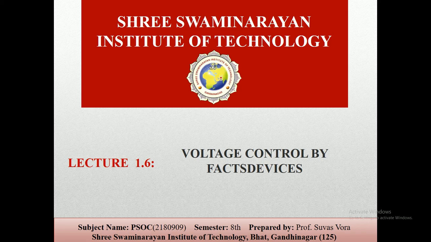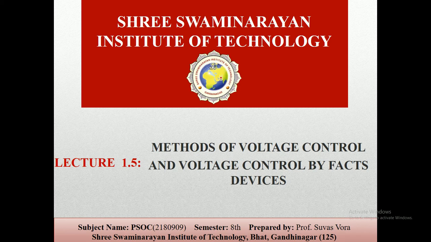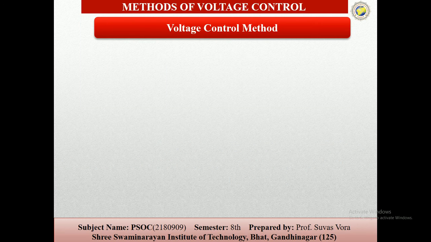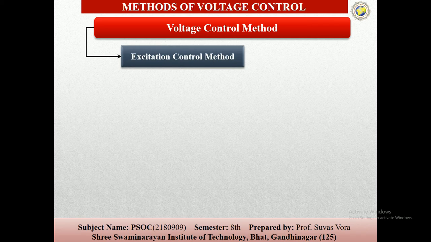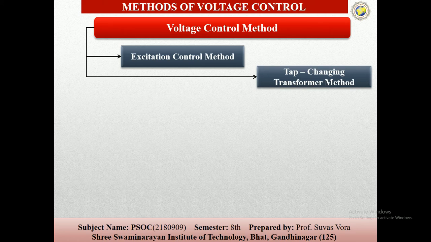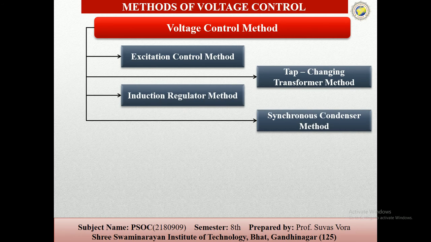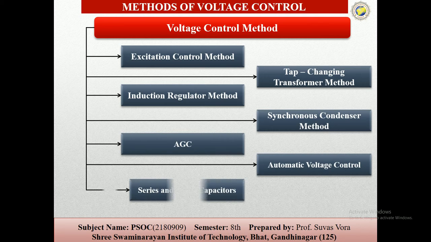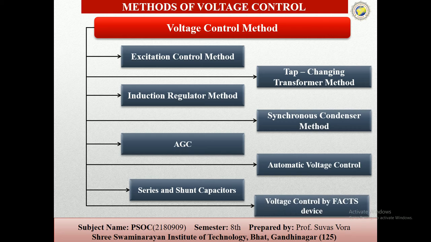So to start the new topic, we can see the previous topic. In the last lectures we saw the methods of voltage control and voltage control by FACTS devices. As we know, the voltage control methods are divided into excitation control method, tap changing transformer method, induction regulators, synchronous condenser method, AGC system, automatic voltage control, series and shunt capacitors, and voltage control by FACTS devices.